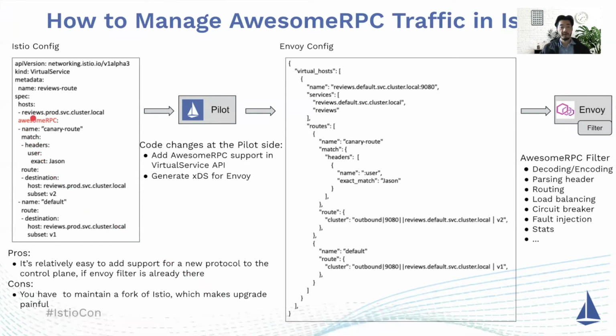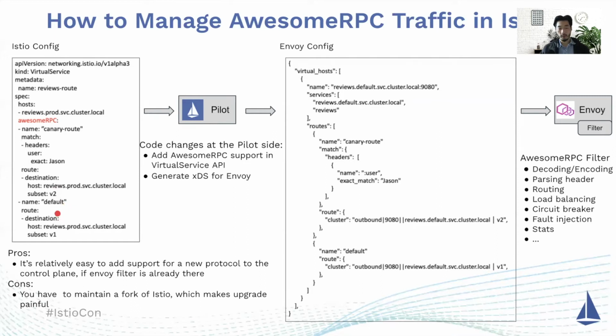In the CRD specification, we should have OpenRPC instead of HTTP here, and we have a routing rule called canary route, which matches the user header in the request. If the value of the user header is Jason, then we send the request to the subset version 2. Otherwise, the request goes to version 1.